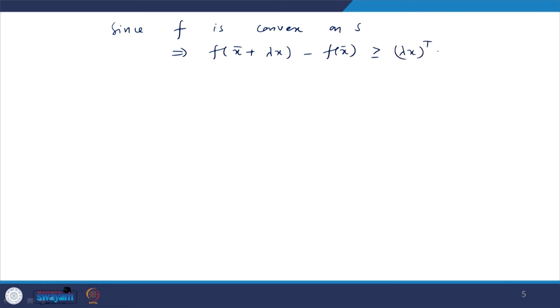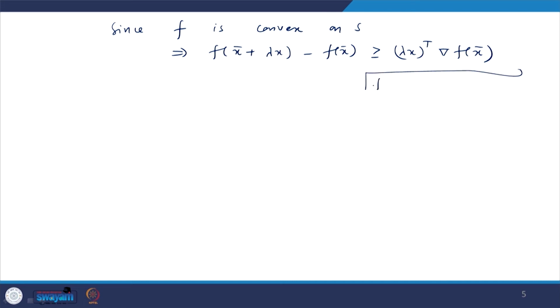So, since f is convex on S, this implies f of x bar plus lambda x minus f of x bar is greater than or equal to lambda x transpose gradient of f x bar. This is by that property which we have discussed in the last lecture, that if the function is once differentiable, then this property holds.